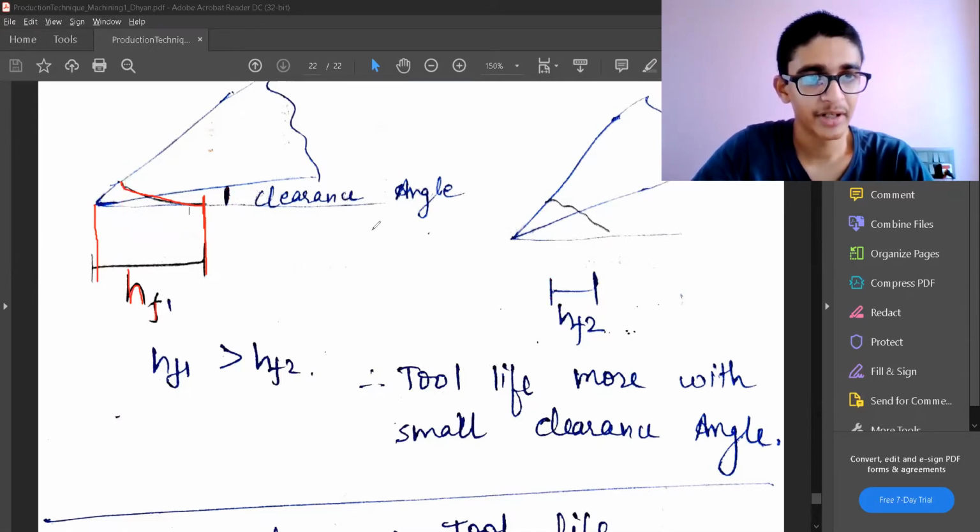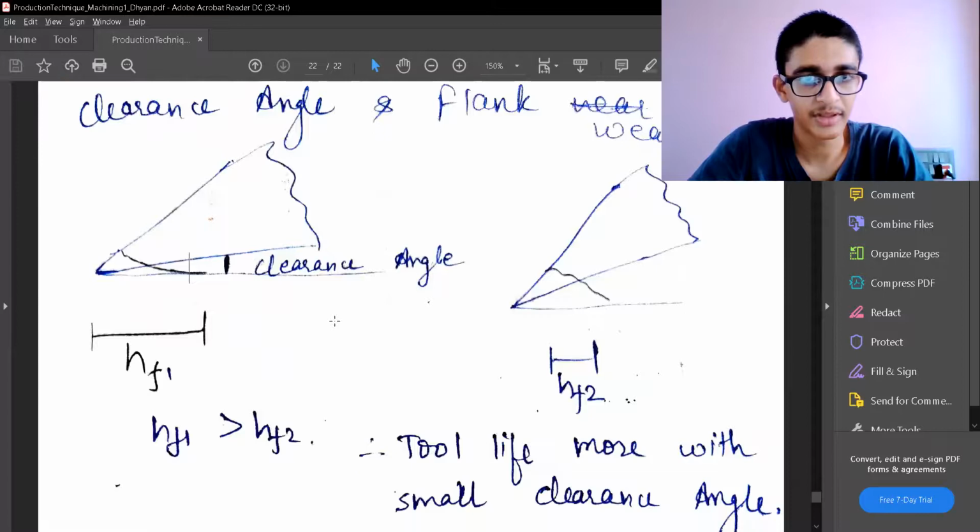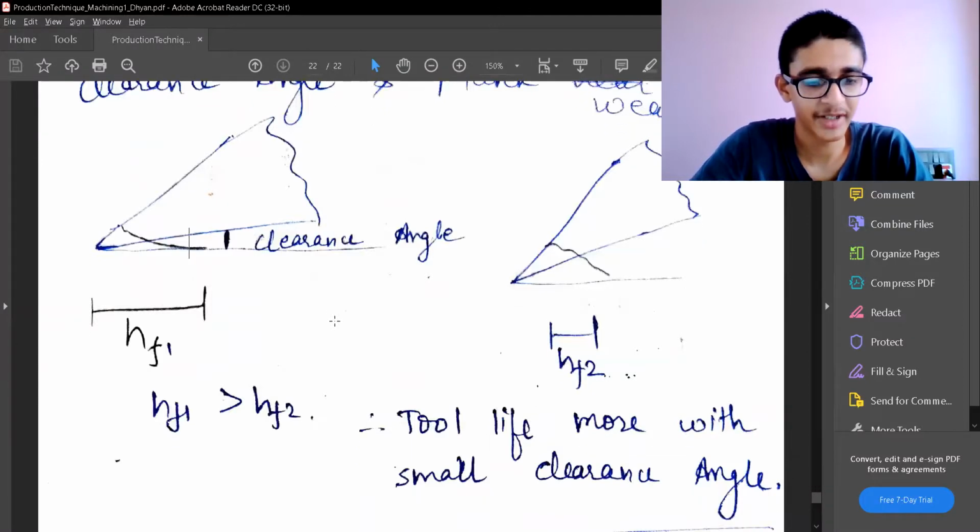And in the next video, we'll look at some more interesting things related to tool life, that is, the tool life as a function of the material properties of the tool. So we'll look at that.